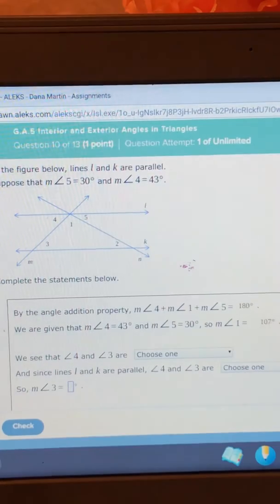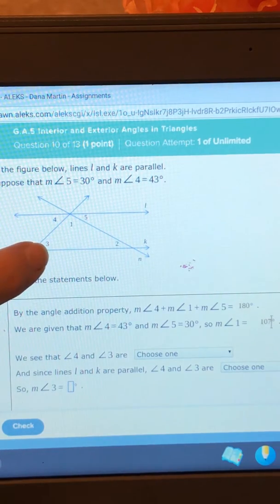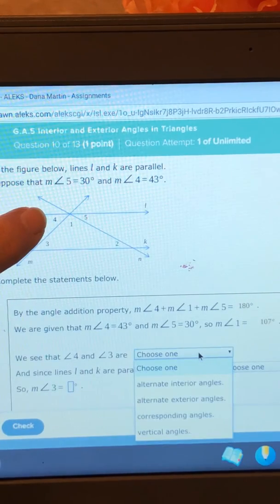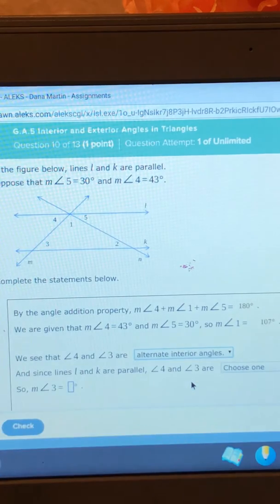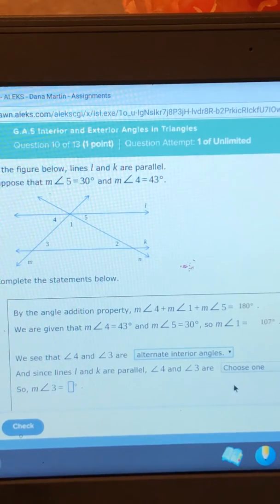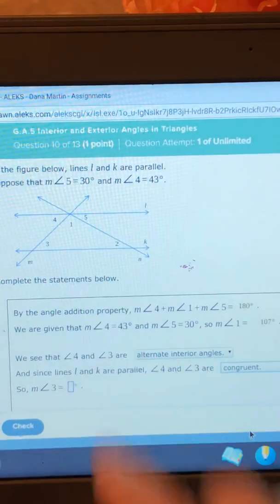Okay, so we see that angle 4 and angle 3, they are the same because angle 4 and 3 are both alternate interior. So let's take a look at that. We see that they are alternate interior. We have to label which type of angle they are, okay? And since we know that these two lines are parallel, those two numbers are going to be exactly the same. The other word for that is congruent, okay? So far we're saying that they're alternate interior and that they are congruent.